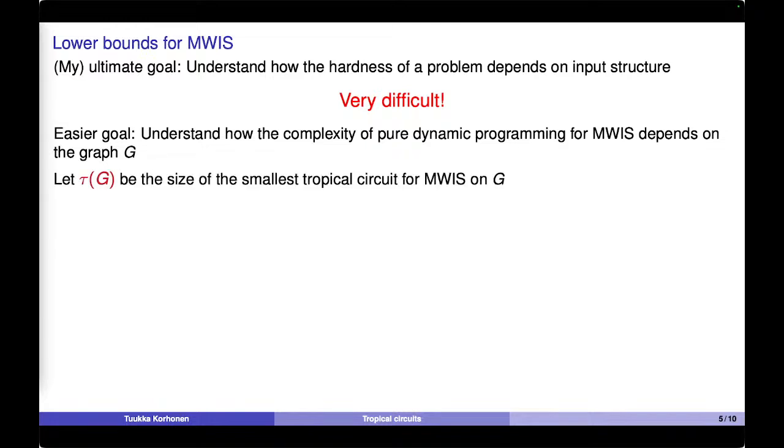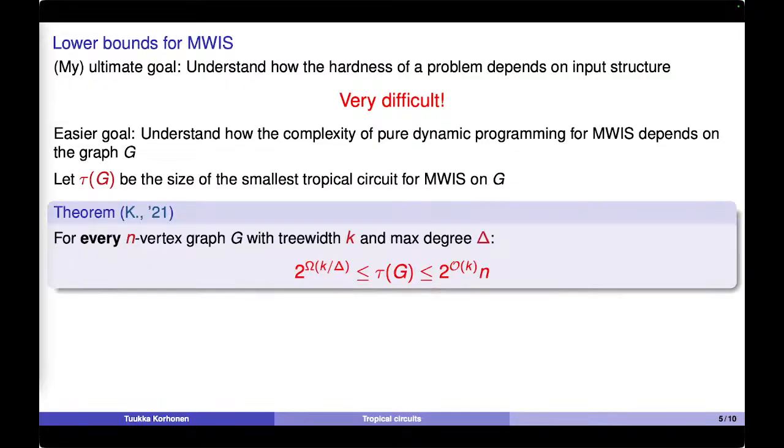So if we define tau of G to be the size of the smallest tropical circuit for computing maximum weight independent set on the graph G, can we actually understand how this depends on G? And what I proved is a couple of theorems.